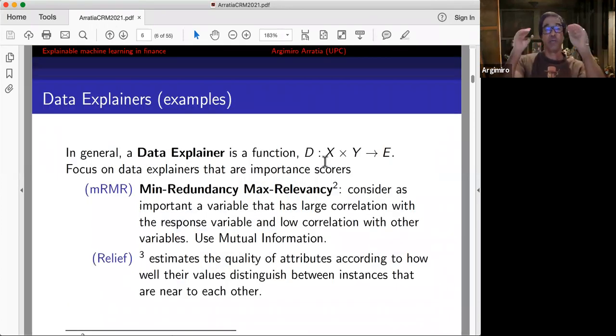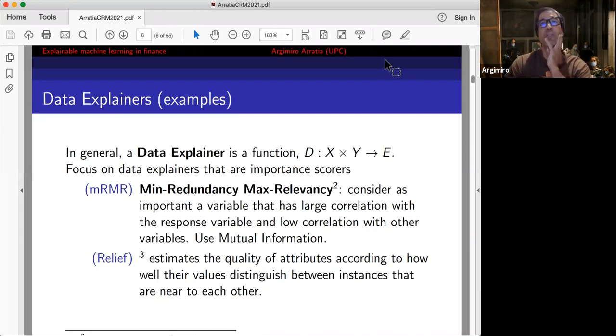So let me just put down some data explainers. I'm not going to get into the formal definitions of these, just to give you the intuitive idea that people use. Data explainers, remember, are the ones that tell me what the relation is between the inputs and the true outputs without applying the model.